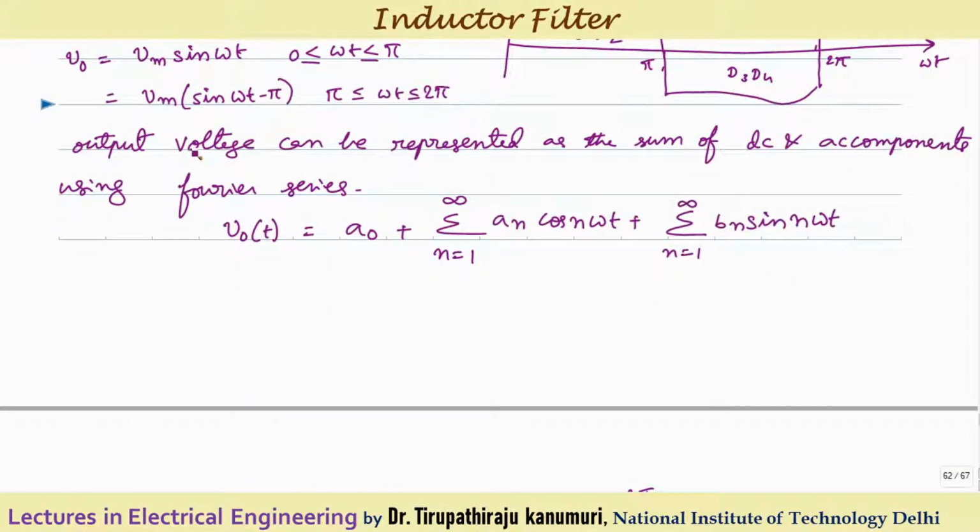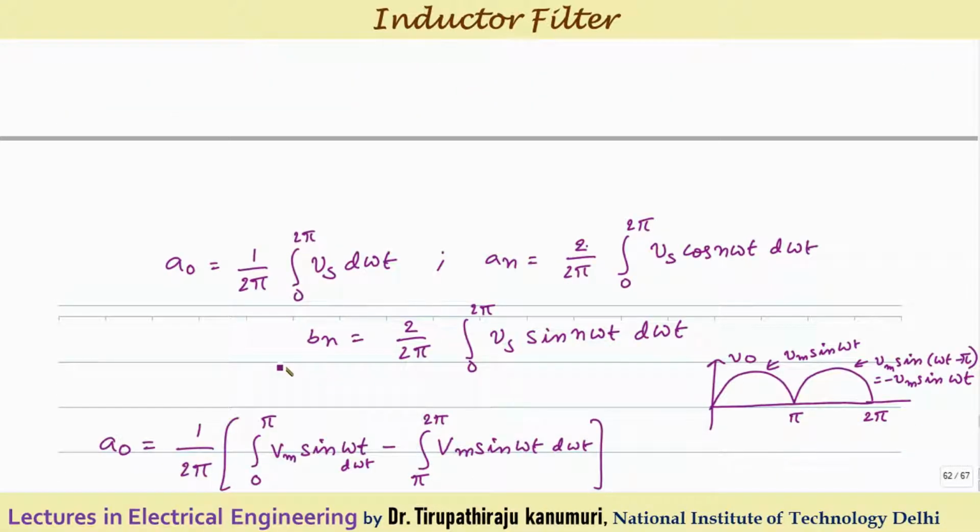We have already seen how to analyze the output waveform. That output waveform can be represented as a sum of DC and AC components by using Fourier series analysis. In the Fourier series form, the instantaneous output voltage can be represented as a sum of A0, which is the DC component, plus the remaining AC component, from n equal to 1 to infinity, where n is the order of the harmonic: An cos n omega t, plus the sum from n equal to 1 to infinity of Bn sin n omega t.